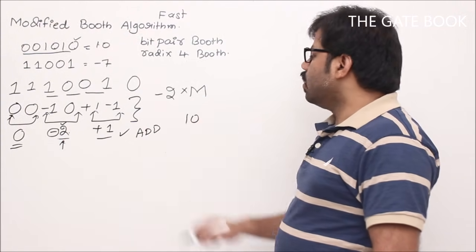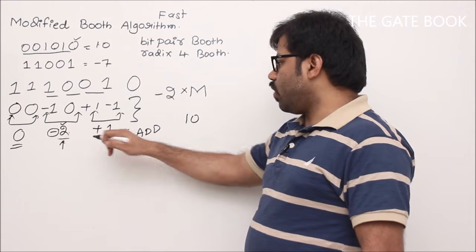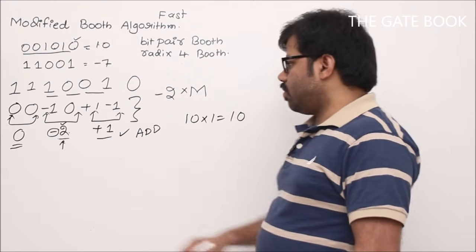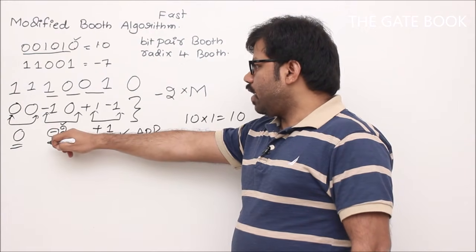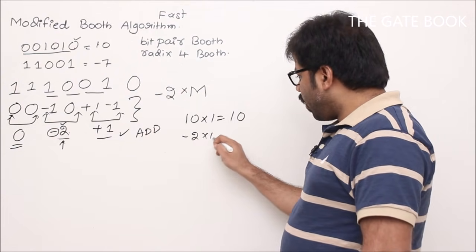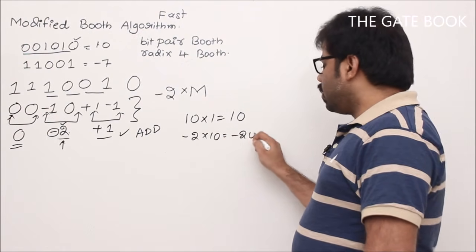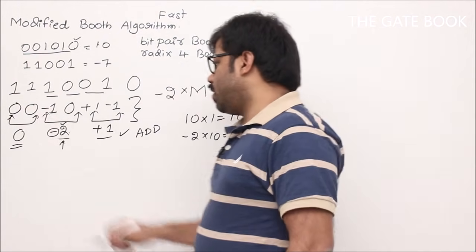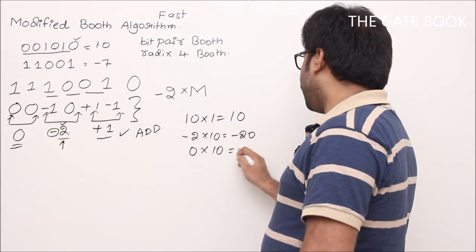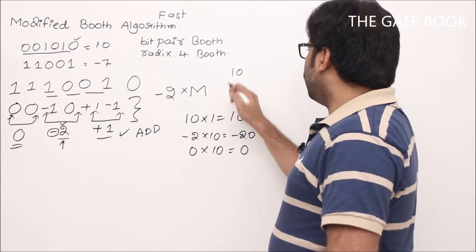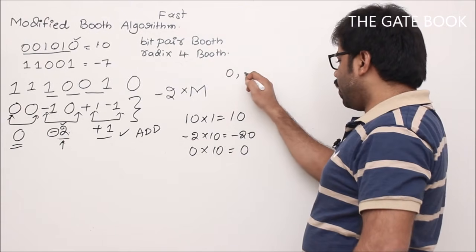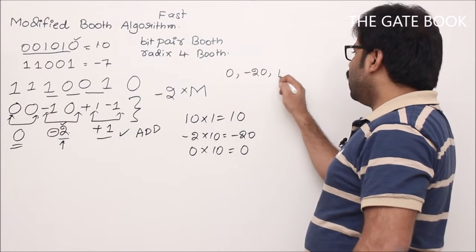10 into, first step is what? Multiply with 1. 10 ones are 10, remember it. So we have 10. Now next, minus 2 into 10 is minus 20, remember it. Third term, 0 into 10 is 0. So you get 10, minus 20, 0. I can write from right to left: 0 one term, minus 20 one term, 10 one term.